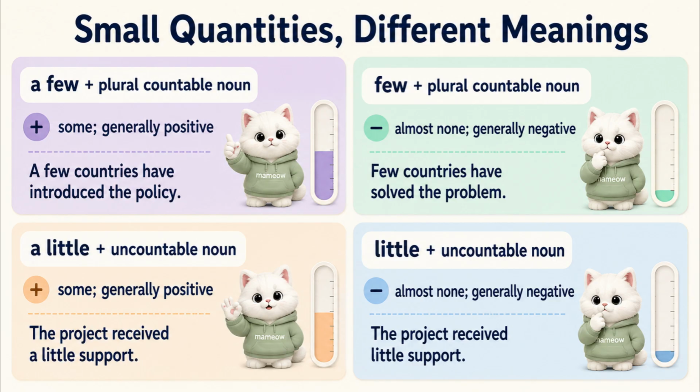A little and little have the same contrast, but they are used with uncountable nouns. For example, the project received a little support means that it received some support. While the project received little support emphasizes that the support was insufficient or almost non-existent.